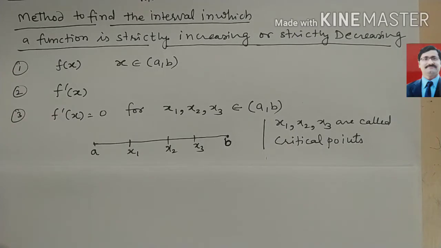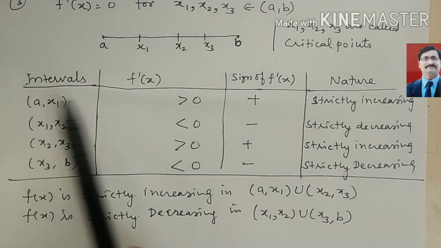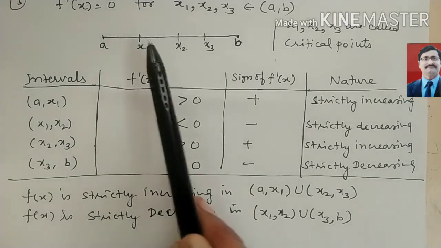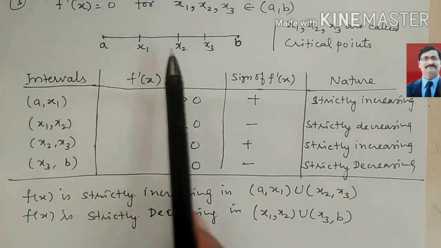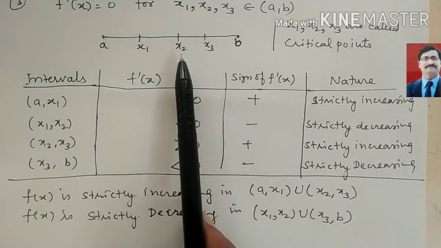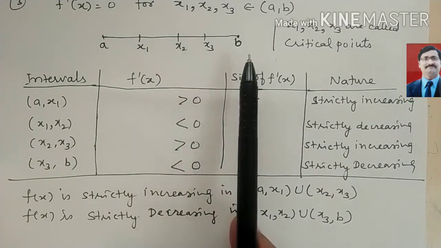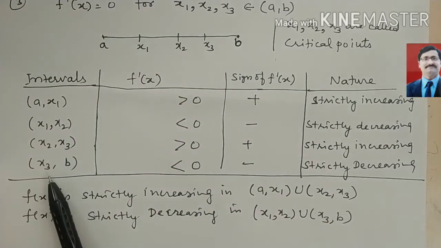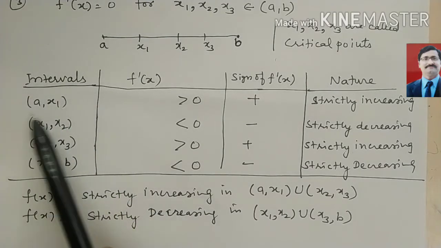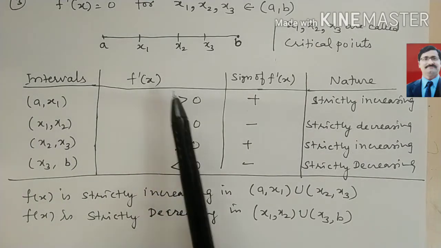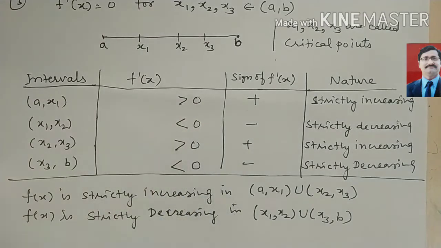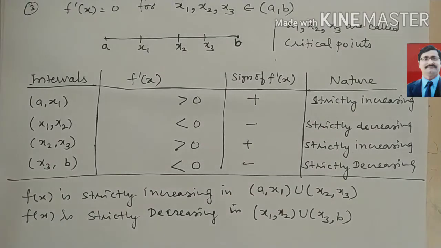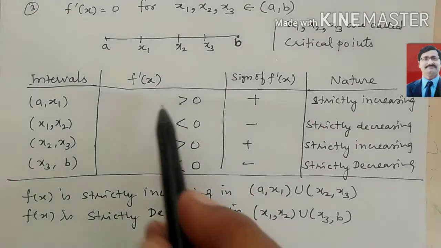So look at this, we will find the intervals. We will get 4 intervals, and you can write them: a to x1, x1 to x2, x2 to x3, and x3 to b. These intervals we will get. Now we will calculate and find out f dash x. We will find whether f dash x is greater than 0 or less than 0. If in the first interval we get greater than 0, then in the next it will be less than 0.